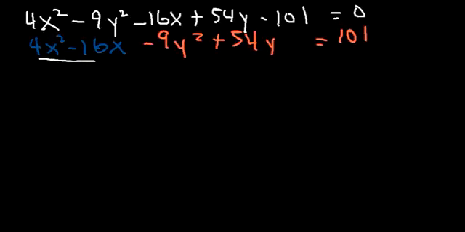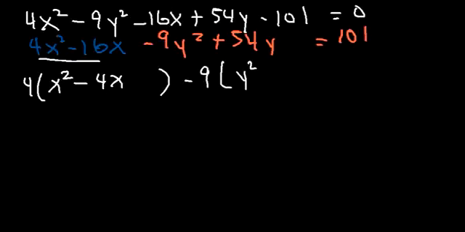So now let's factor out a 4. So 4x squared divided by 4 is x squared. Negative 16x divided by 4 is negative 4x. Leave a space. Next, let's factor out negative 9. 54 divided by negative 9 is negative 6.